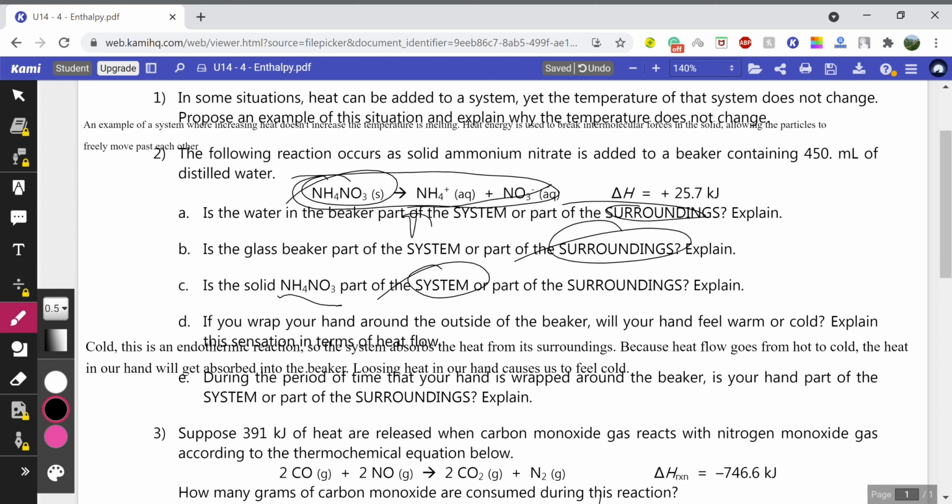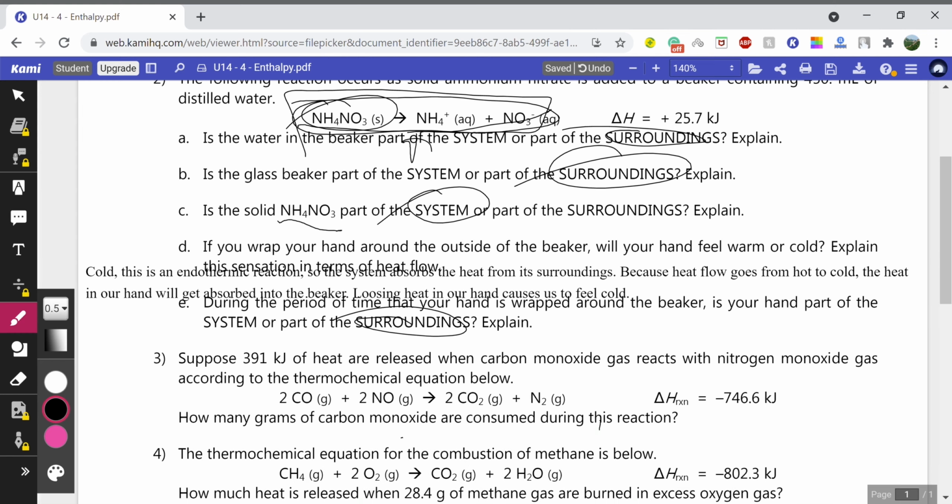Now, during the period of time that your hand is wrapped around the beaker, is your hand part of the system or part of the surroundings? Again, anything that is not part of the system is a surrounding. So, again, it's going to be surroundings.